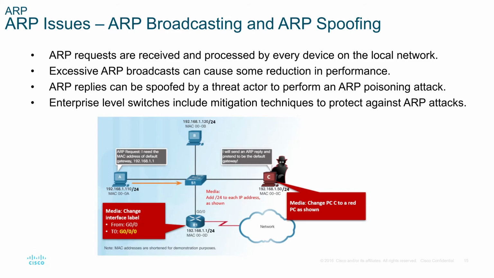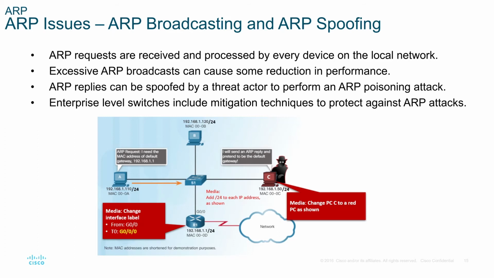ARP requests are received and processed by every device on the local network. Excessive ARP broadcasts can cause some reduction in performance. Since ARP is a broadcast, while the broadcast is going out, no other devices can be sending or receiving data.